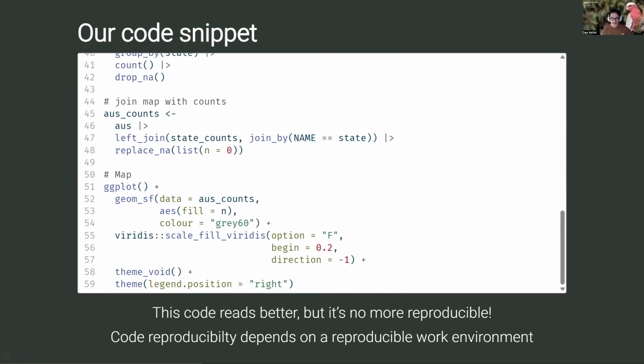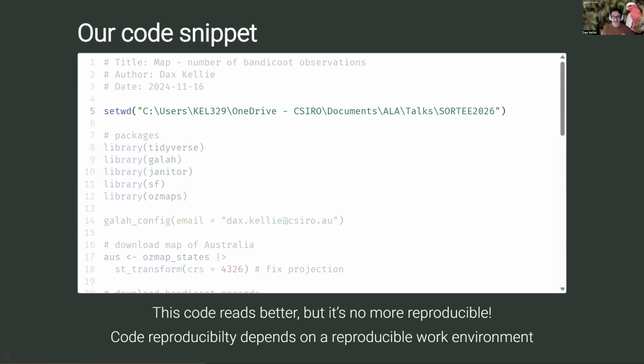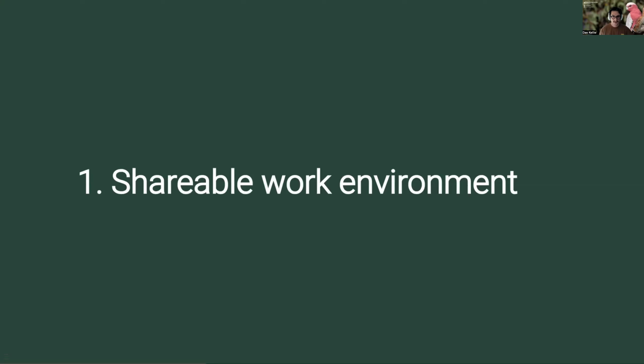And that's because code reproducibility depends entirely on the reproducible work environment, which is set right here. This is a very common way to set things in R, but it's a very rigid way to set things, and it makes it very difficult to reproduce this script if you're sharing it with other people. So the first thing that I'd like to talk about is making a shareable work environment, because it's very important when it comes to reproducible code.